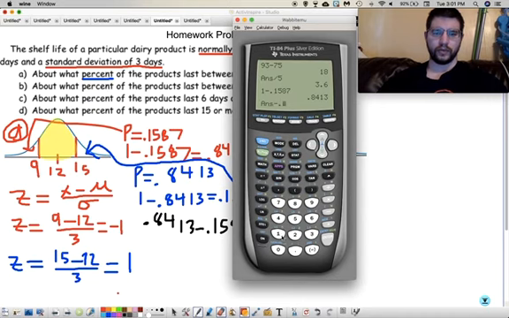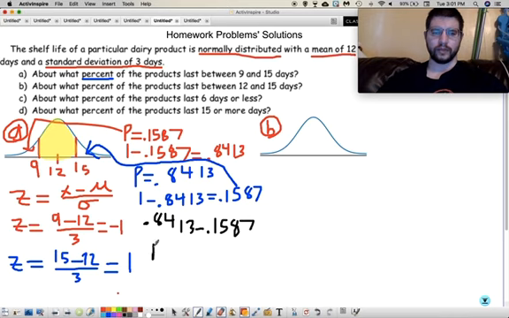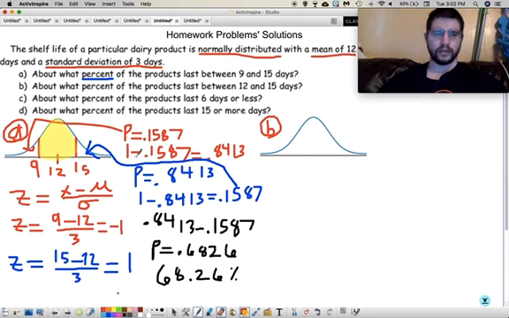We subtract 0.1587, and that gives us 0.6826. So the probability is 0.6826. Convert that to a percentage, and it's going to be 68.26%. That's part A.